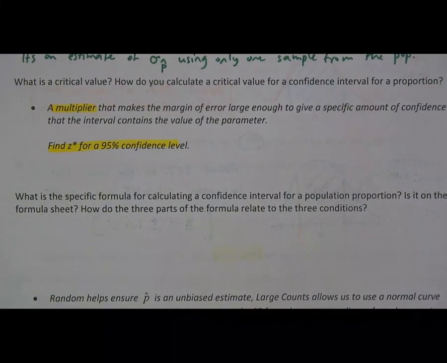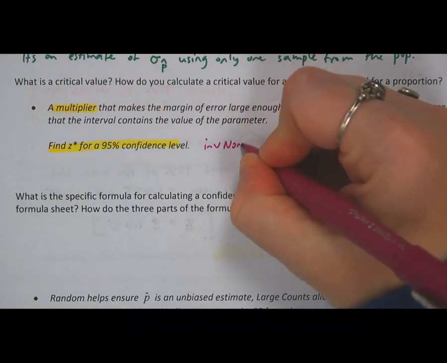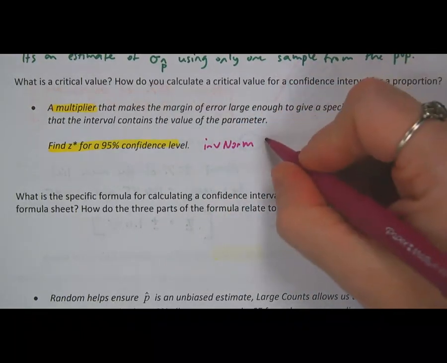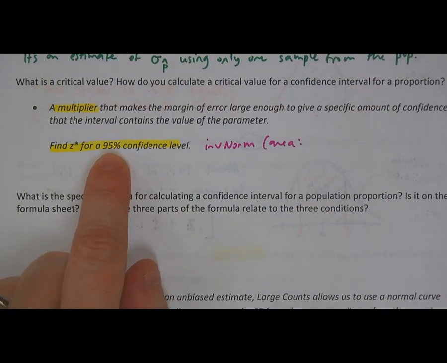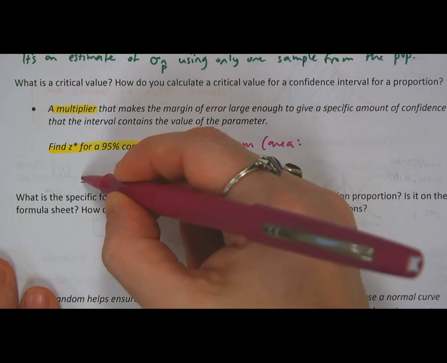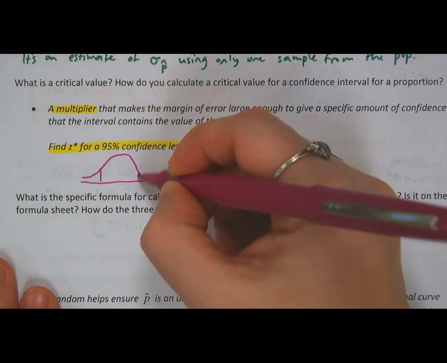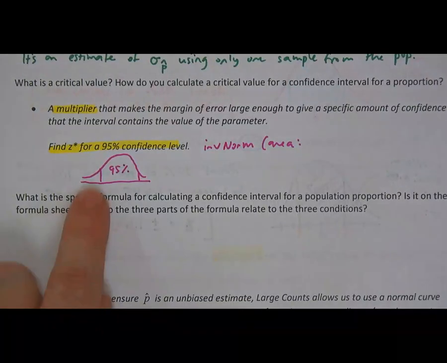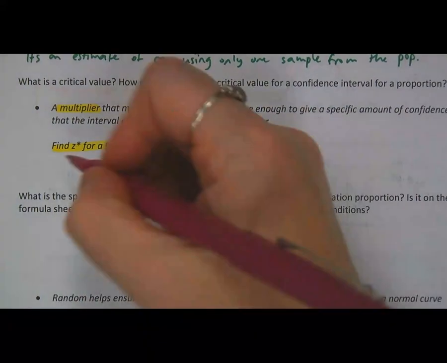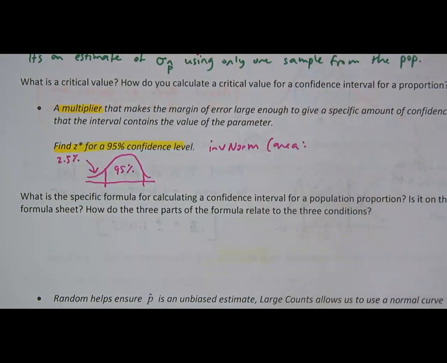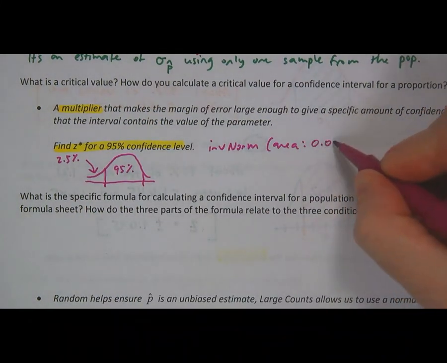So it's really close to 2, but if we use our inverse norm, again, it's going to want area. Think about this. If I have 100% of the area under the curve, I take out 95%, that leaves 5% split between the two tails. I'm going to draw a teeny tiny little picture here. So the area to the left of the critical value over here, and this will just be the positive version of that, the percent that's remaining is really just 2.5%. So the area that we'll type in is 0.025.